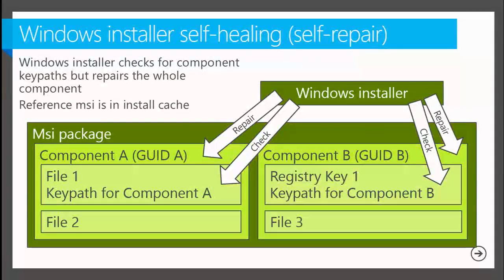Then the self-healing. We won't go much deeper into the MSI packages, but on the left-hand side we have a component A inside the MSI package. There's file 1 and file 2, and file 1 is the key path for that component. When Windows installer is doing self-healing, it will check the key path. If file 1 is there, everything is okay. If file 1 is not there, then Windows installer will reinstall the whole component. It will install file 1 and file 2. And the same thing with component B. There's a registry key as the key path for component B.